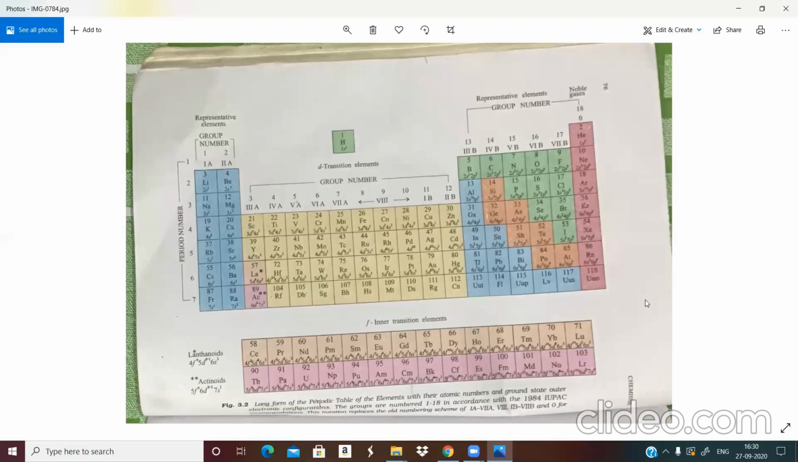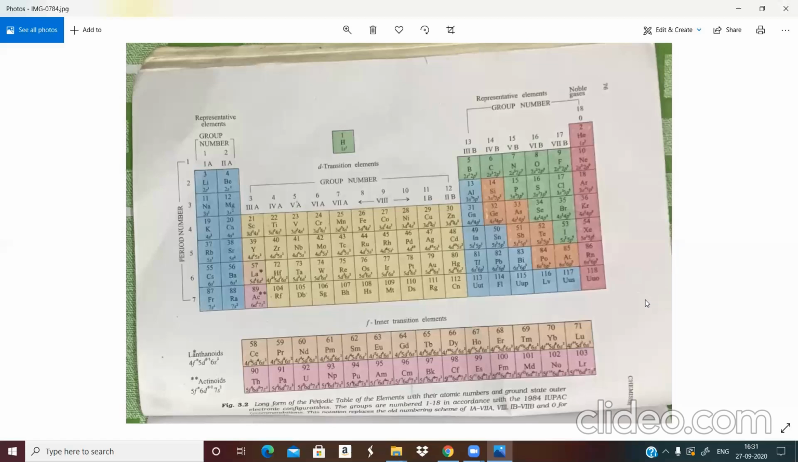Starting from the next element, boron, the 2p orbital are filled with electrons when the L shell is completed at neon, 2s2, 2p6. So we can see that neon has got the electronic configuration of 2s2, 2p6. Thus there are 8 elements in the second period.